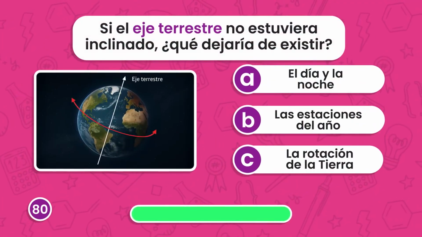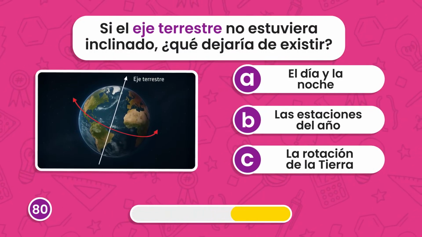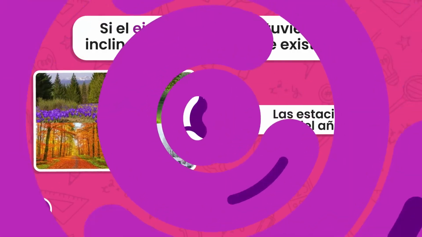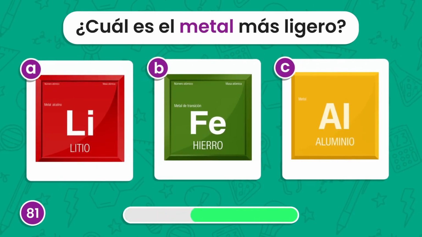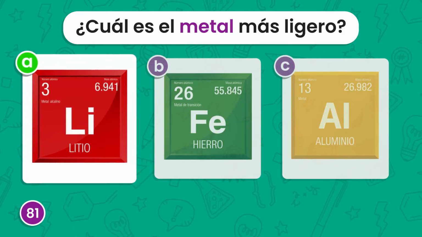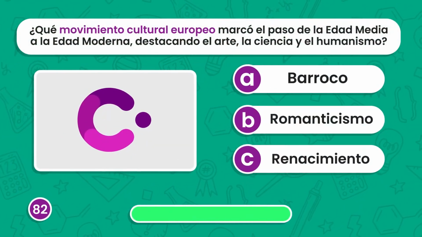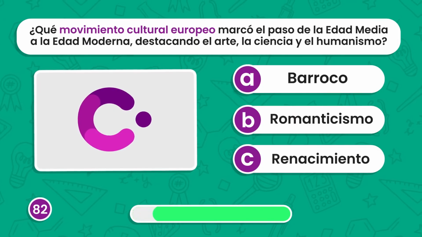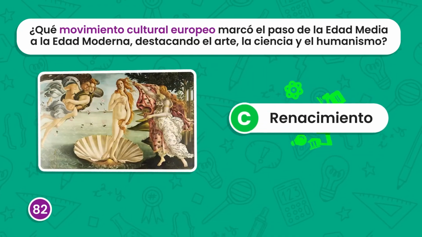What would not exist if Earth's axis wasn't tilted? The seasons of the year. What is the lightest metal? Lithium. Which European cultural movement marked the transition from the Middle Ages to the modern age, highlighting art, science, and humanism? The Renaissance.